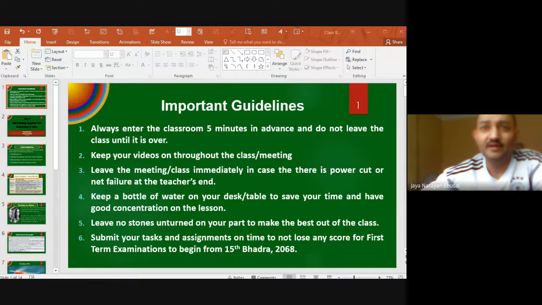Calendar. You're counting the number of days for first term. Okay, keep an eye on the calendar as well.